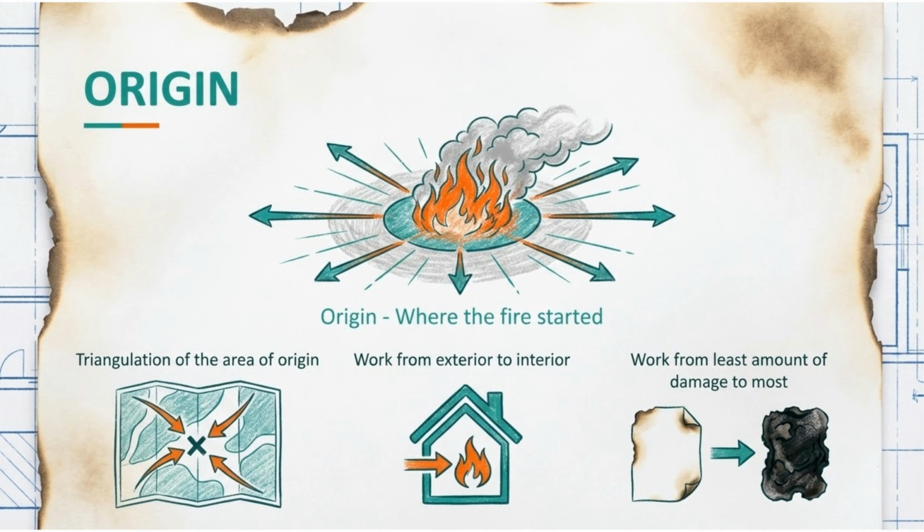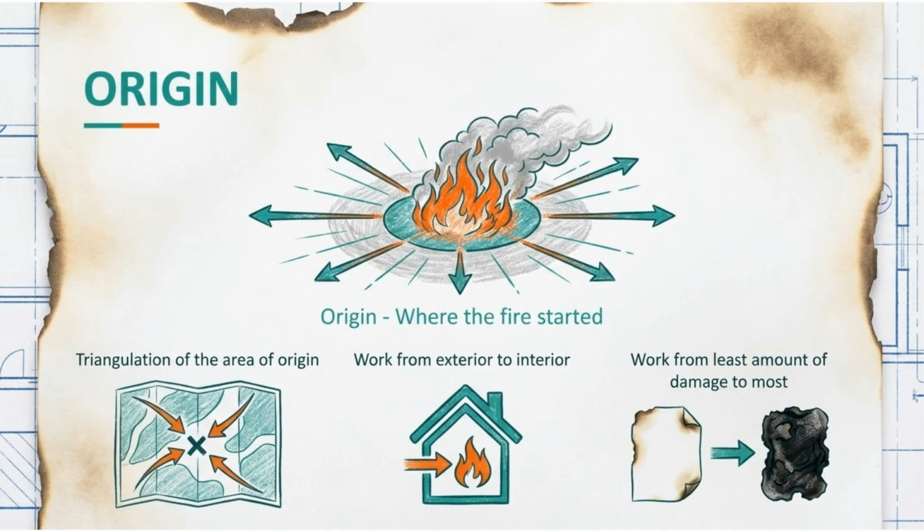Origin determination is identifying where the fire started. A defensible cause determination cannot be made unless a defensible origin is first established. Fire effects generally radiate outward from the area of origin. Investigators analyze these effects and work backward toward the area where the fire began.